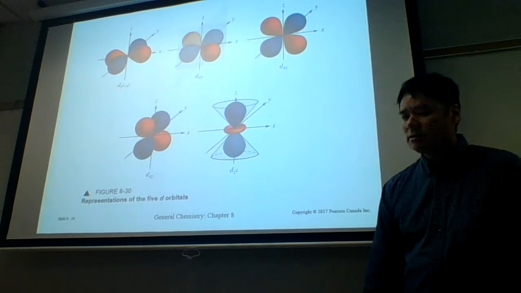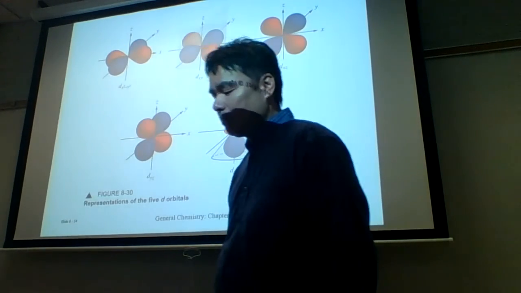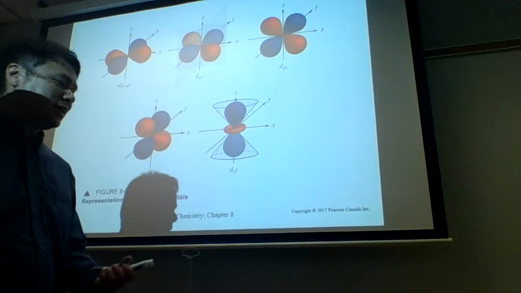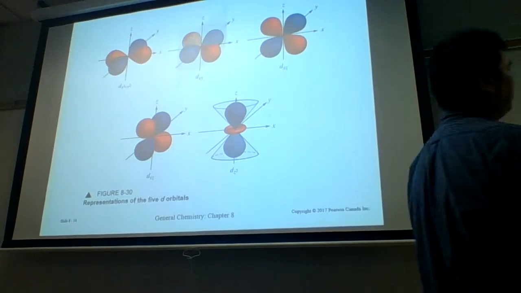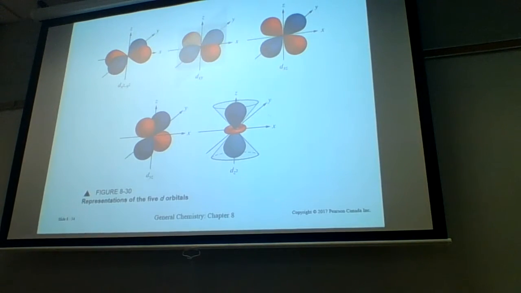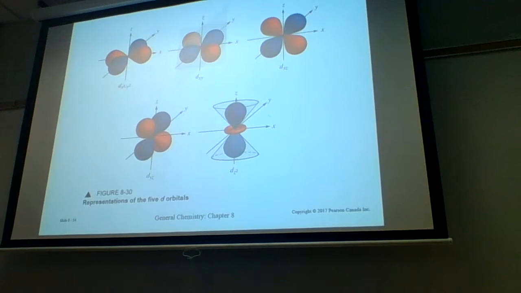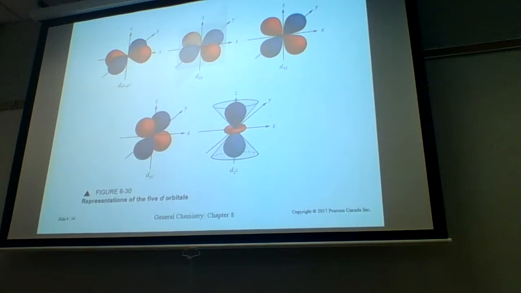And so these are the five D orbitals. Essentially it's like this: you've got the S, the P, and then the D. The D doesn't start at 2. There's no 2D orbital, so it's going to start at 3.